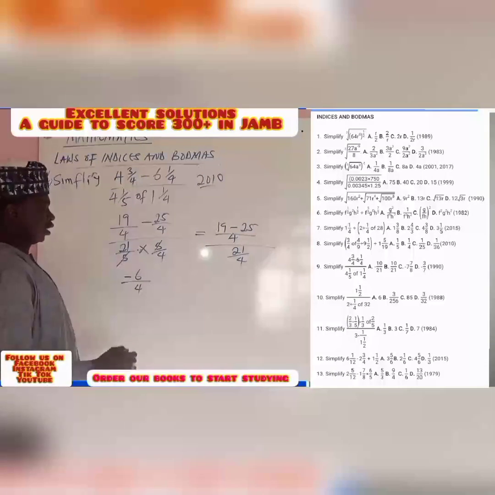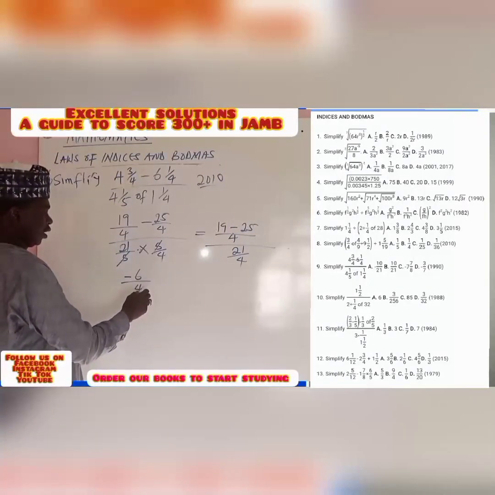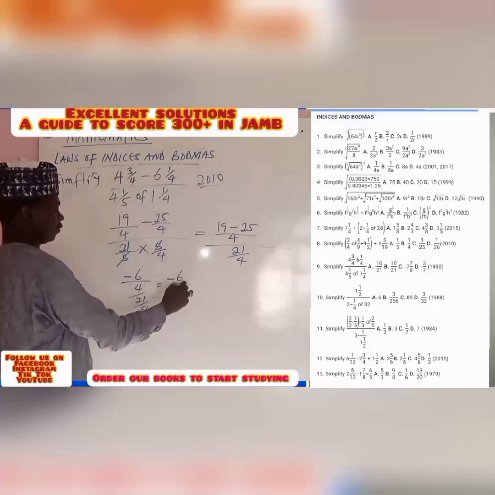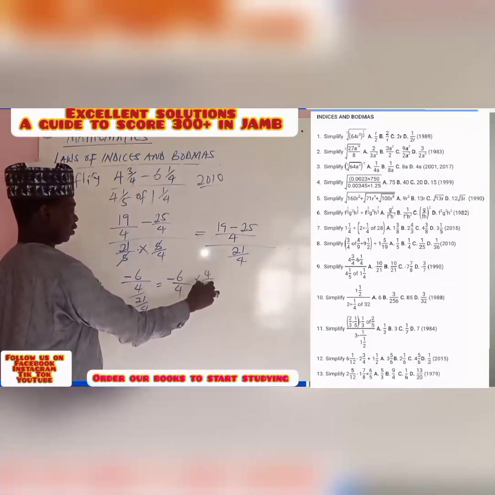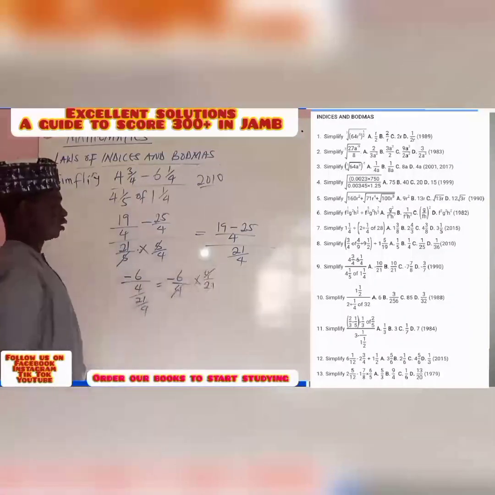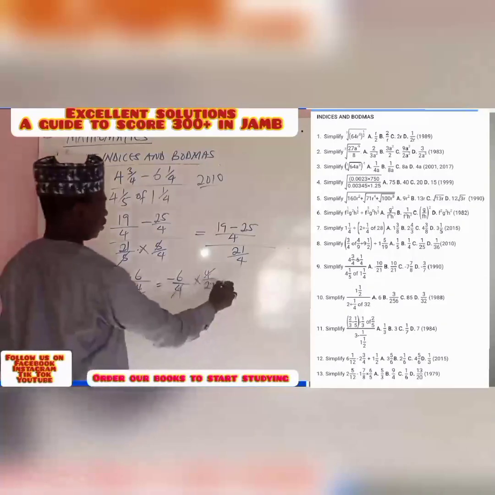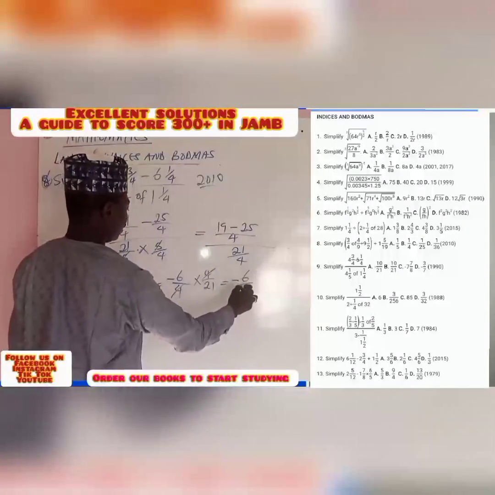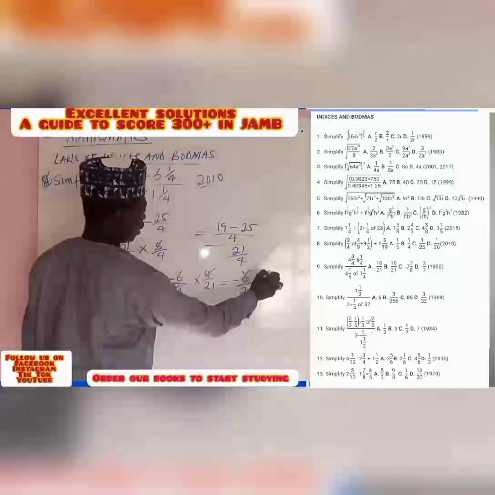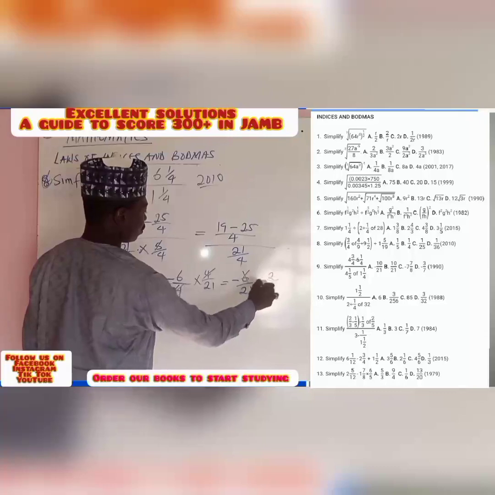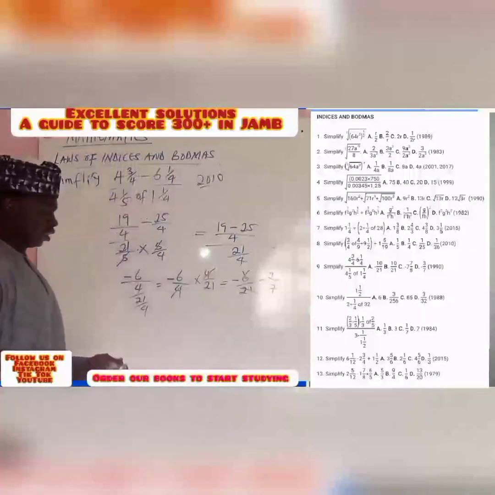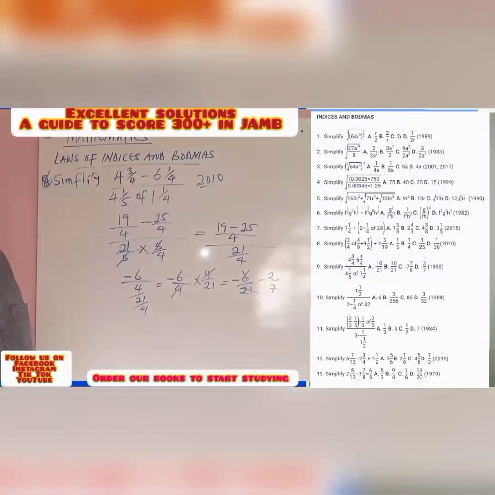over 4. Then this one we can now say divide by 21 over 4, which is the same as minus 6 over 4 times 4 over 21. So 4 here, 1, 4 here, 1. They are cancelled, so we are left with minus 6 over 21. So 3 here we have 2, 3 here we have 7. So the answer here we have minus 2 over 7.